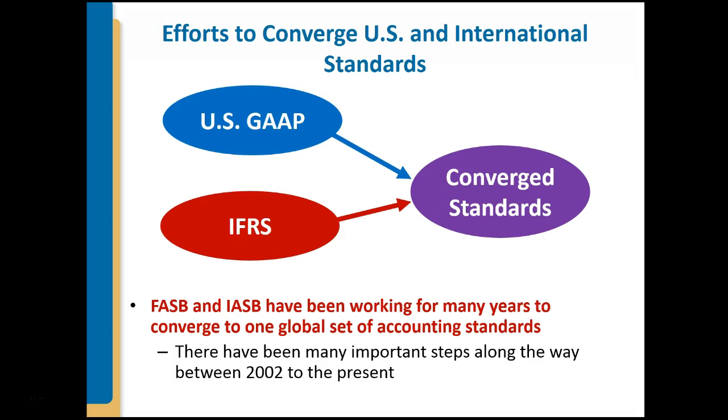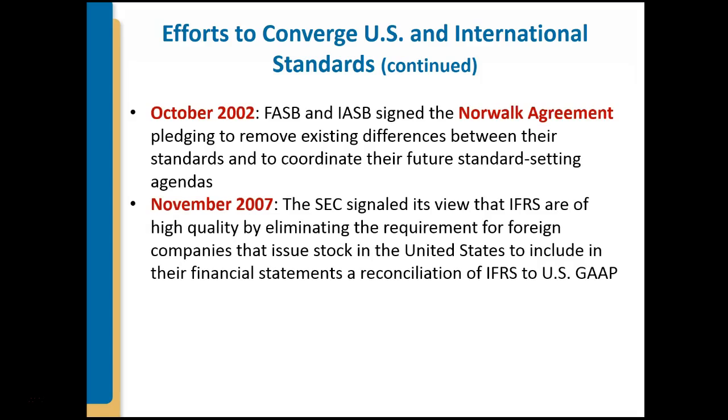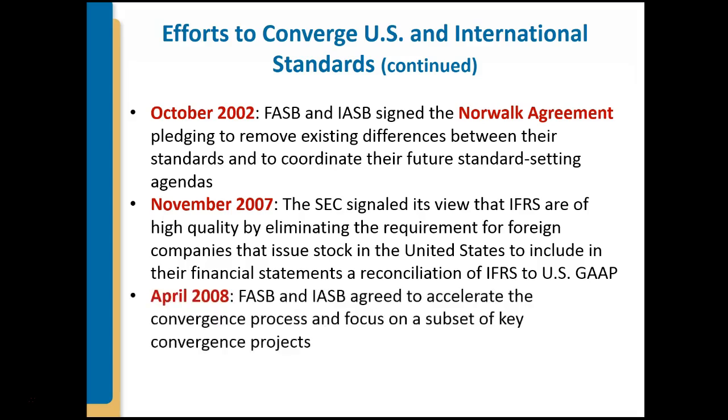FASB and IASB have been working many years to try to get to one global set of accounting standards. Back in 2002, they signed what we call the Norwalk Agreement, pledging to remove existing differences in their standards. Then in 2007, the SEC signaled its view that IFRS are high quality by eliminating the requirement for foreign companies that issue stocks in the United States to include in their financial statements a reconciliation of IFRS to U.S. GAAP. As a result, many foreign companies now have access to U.S. capital markets with IFRS-based financial statements.